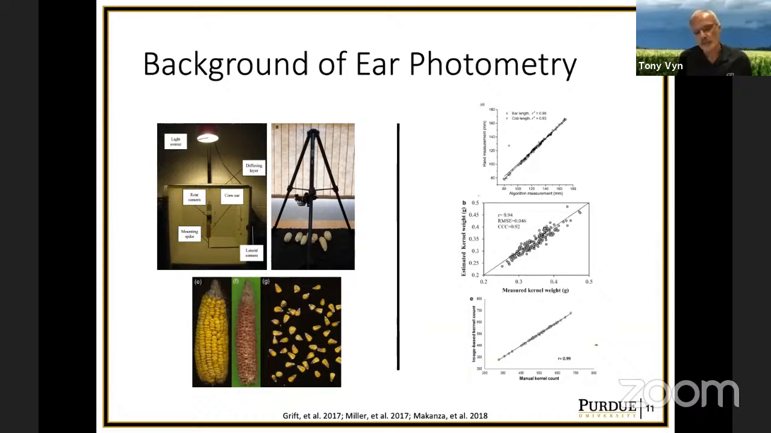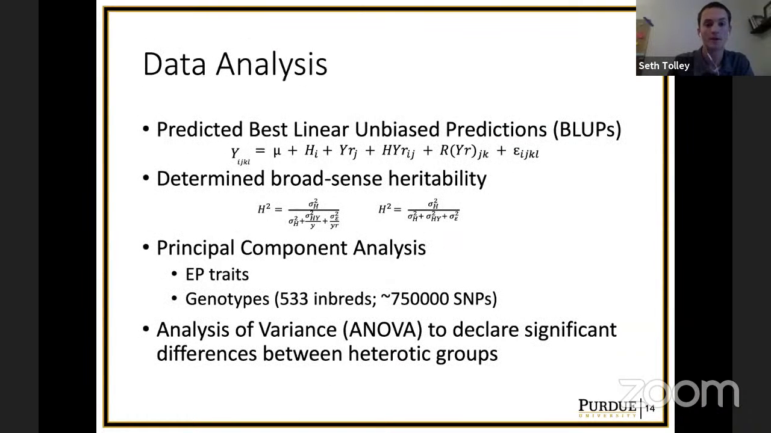As with any technology, there are calibration opportunities. And so I'm just wondering, is there something that could be tweaked within the calibration to provide a more robust kernel weight estimation? That's a really good question, and not something that I've thought about a lot.